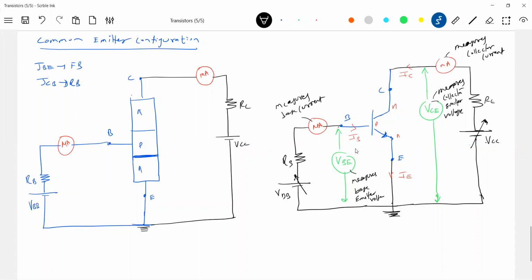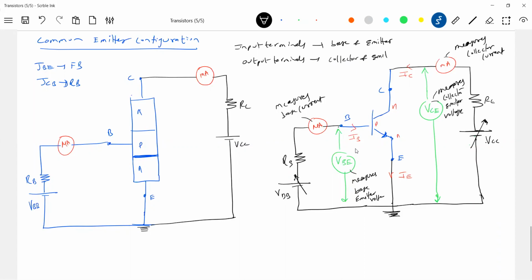I want to study how current and voltage will vary, meaning how these are related. How the input voltage and input current are related. I'm interested in this one. How this VBE, this is the input voltage, and this is the input current. This is called the input section. So what are the input terminals? Base and emitter. What are the output terminals? Collector and emitter.